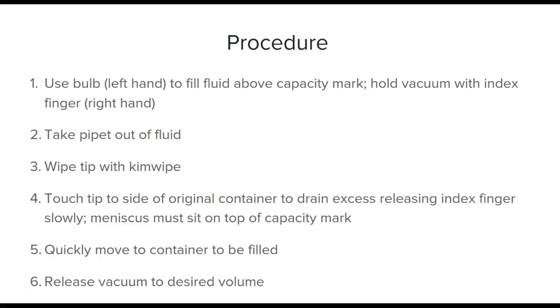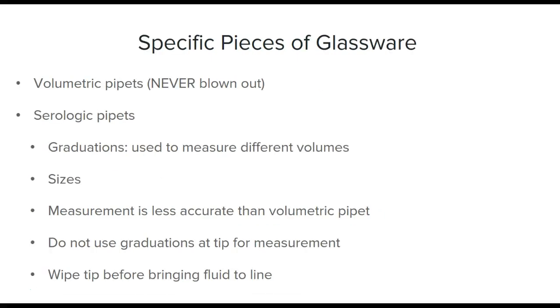The meniscus has to sit at the top of the capacity mark, and the capacity mark is just how much you're trying to pipette. Quickly move to the container to be filled, release the vacuum, just let go of your finger so that the amount will be released into the container.